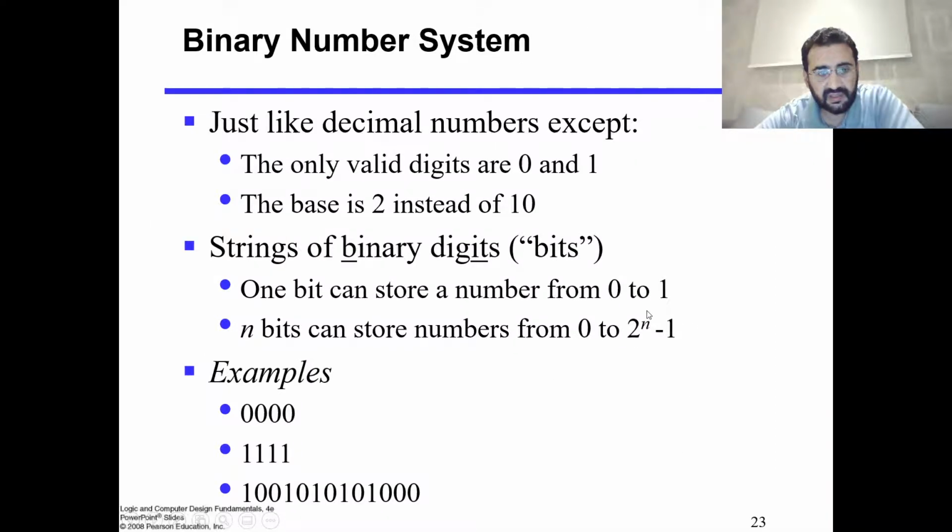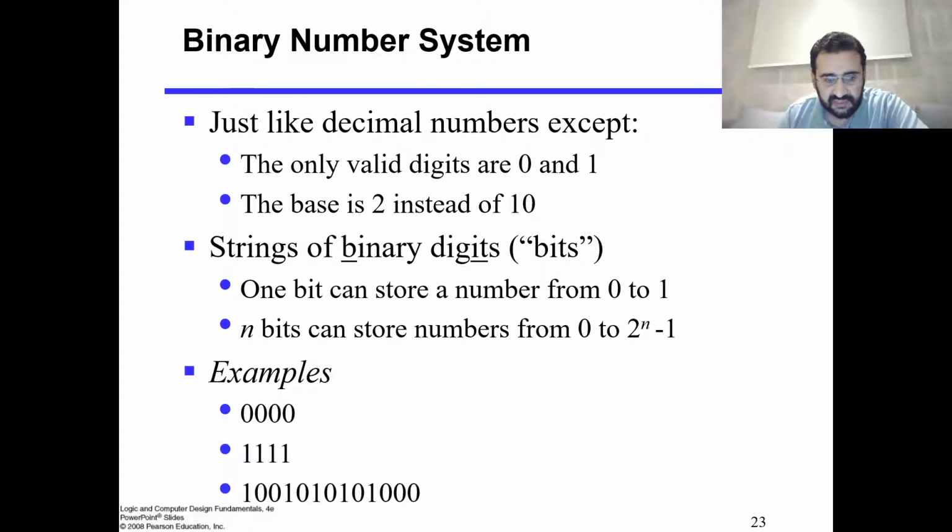So we'll take some examples to explain this. For the binary number system, we will use exactly the same positional system as in the decimal system. So let's look directly at the examples.